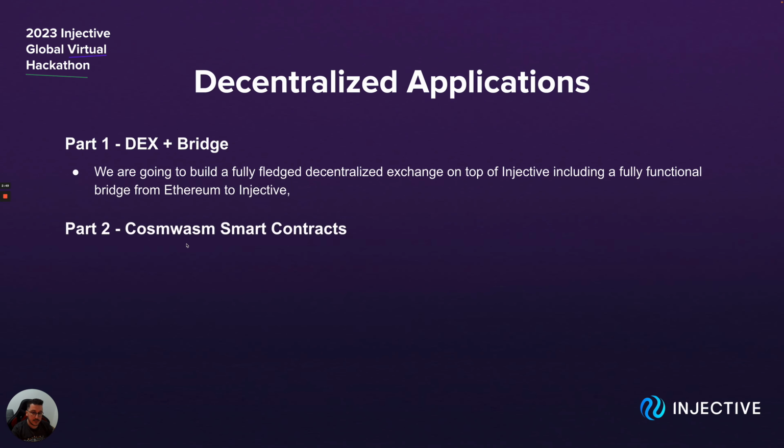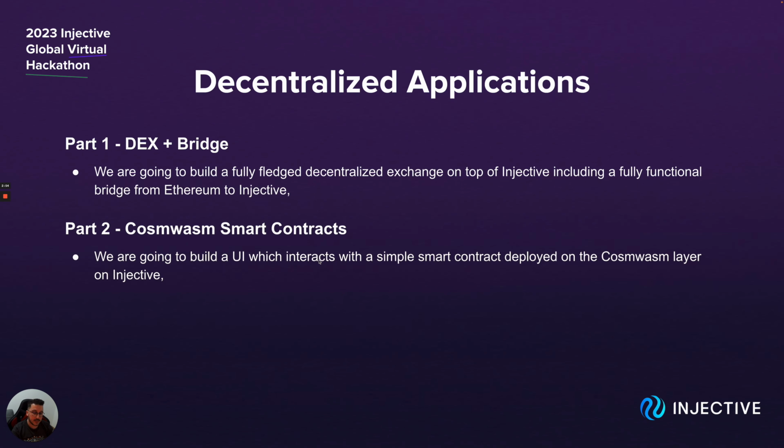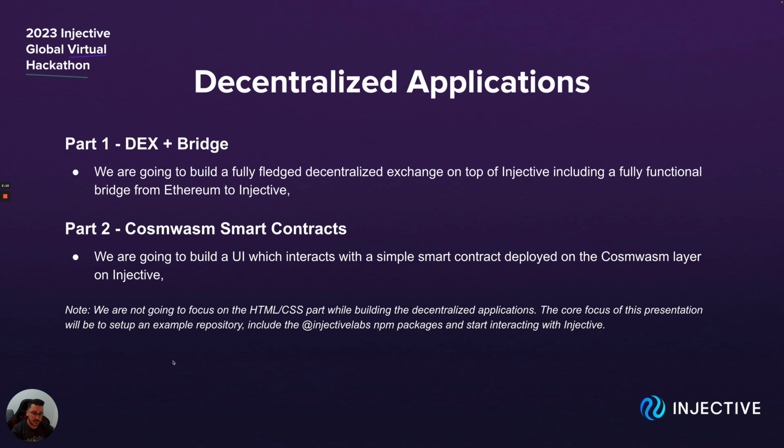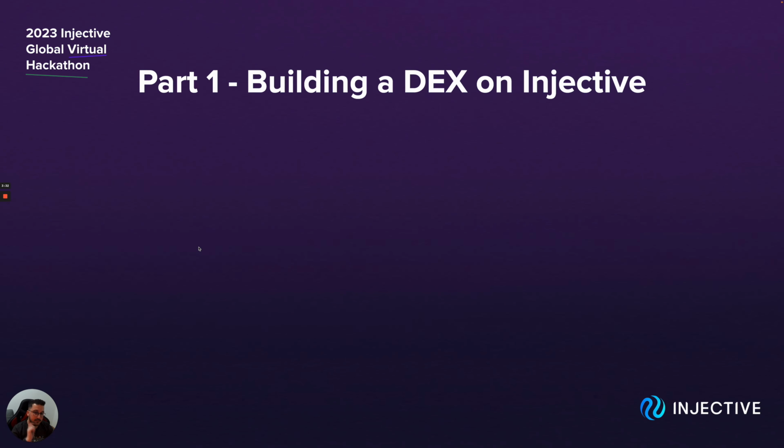And then part 2 is a Cosmos smart contract example application. We're going to build a UI which interacts with a simple smart contract deployed on the Cosmos layer on top of Injective. And a side note, we are not going to focus on the HTML and CSS part while building these decentralized applications. The core focus of this presentation will be to set up an example repository, include the Injective Labs NPM packages, and start interacting with Injective. So if you see me skip some parts of the video, it's because I don't want to spend time on writing HTML and CSS. Okay, so let's dive into it.